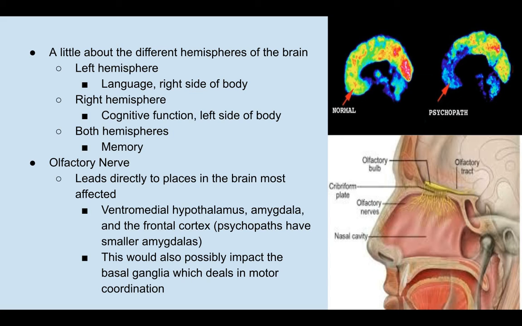Now, next we're going to learn about the olfactory nerve. The olfactory nerve leads directly from our nose to our brain, as you can see in this diagram. If a virus were to go in through the nose, it would go through the nerves and up into the brain. So one of the places that would be affected would be the ventromedial hypothalamus, the amygdala, and the frontal cortex. And as we know from this, psychopaths have a smaller amygdala, which I'll talk more about in a second.